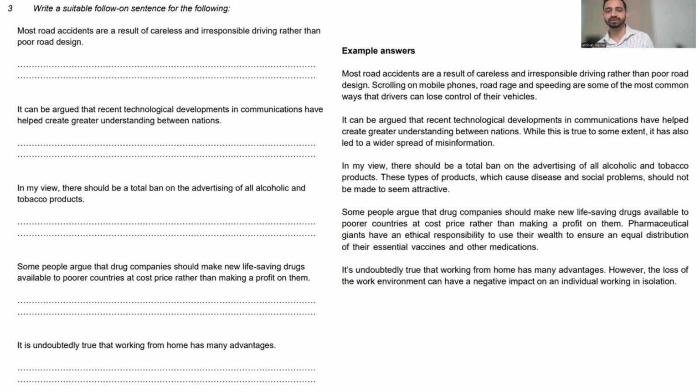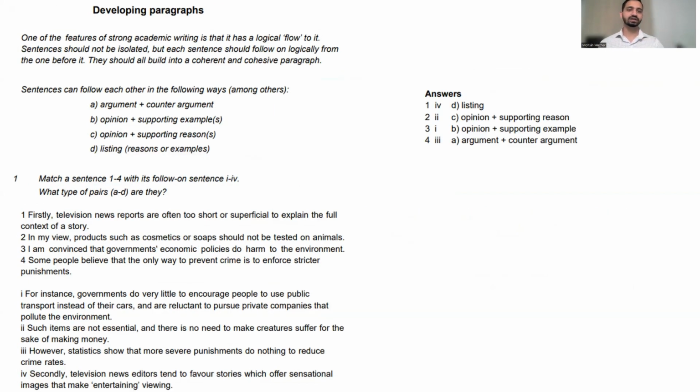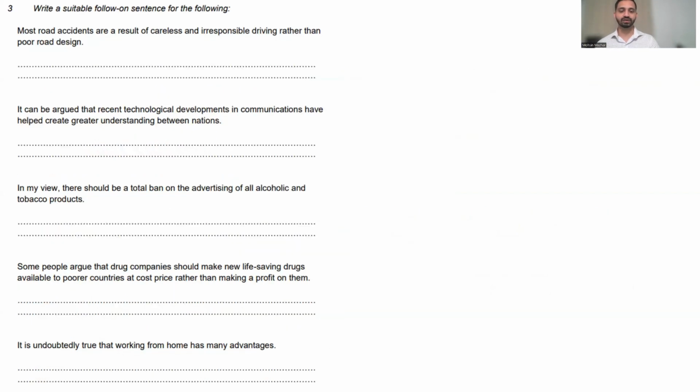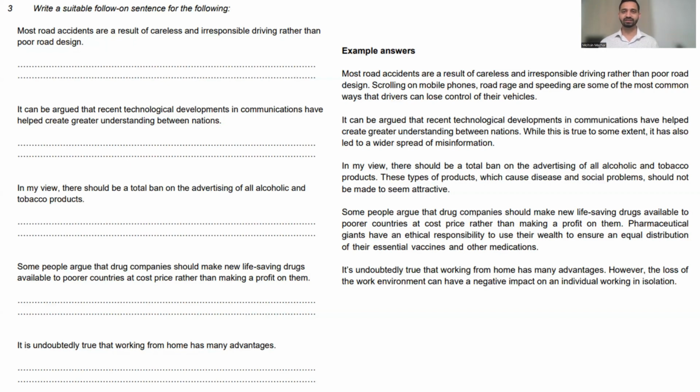of their vehicles. Okay, so this one is what? This one is your opinion and you give an example, right? So most road accidents are as a result of careless and irresponsible driving rather than poor road design. Give an opinion and then you give examples. Scrolling on mobile phones, road rage, and speeding are some of the most common ways that drivers can lose control of their vehicles. Let's look at the second one.